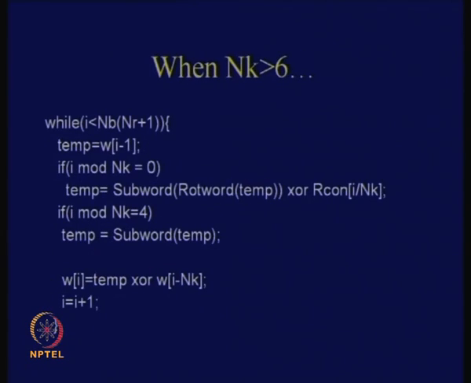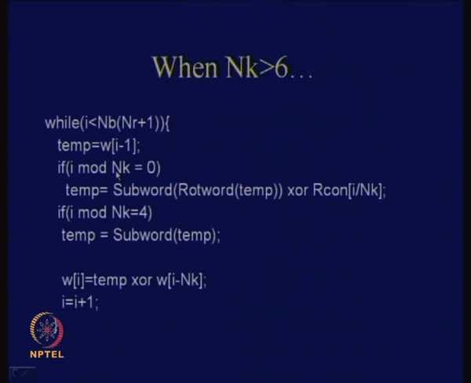So what happens with nk greater than 6? The entire thing remains the same, except for one additional conditional statement. It says that if i mod nk is equal to 4, then you don't do the rot word, you just take the temp and do a sub word. So when I'm considering nk greater than 6, that is nk equal to 8, when shall the value of i mod nk be equal to 4? For example, when i is equal to 4, this is equal to 0.